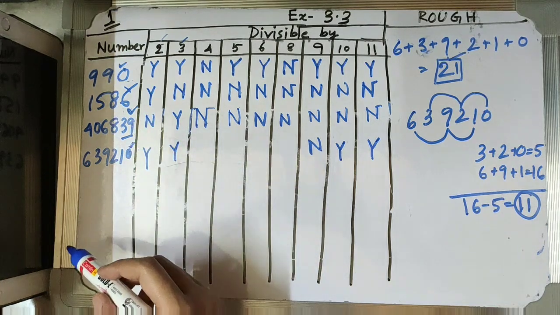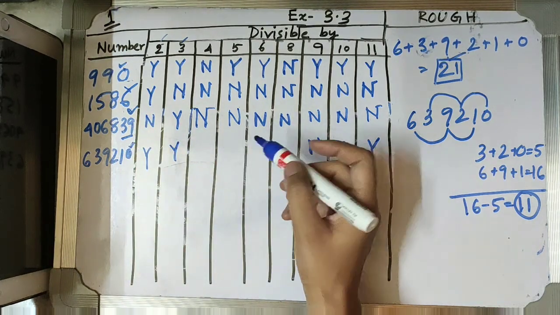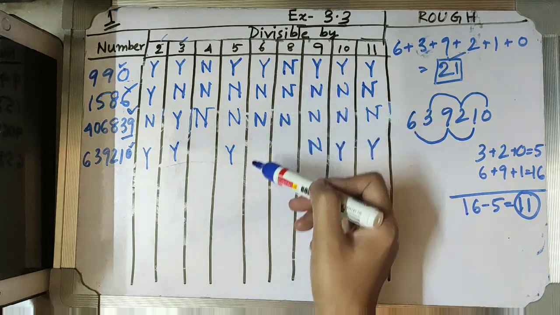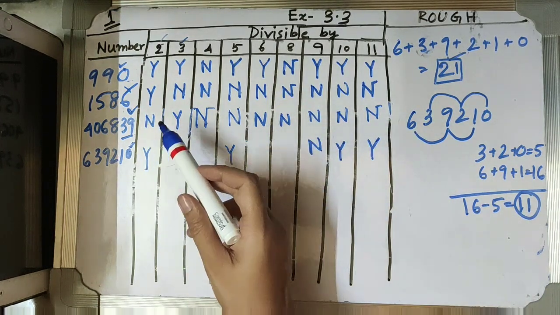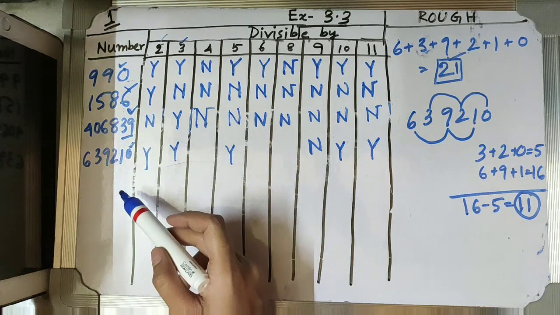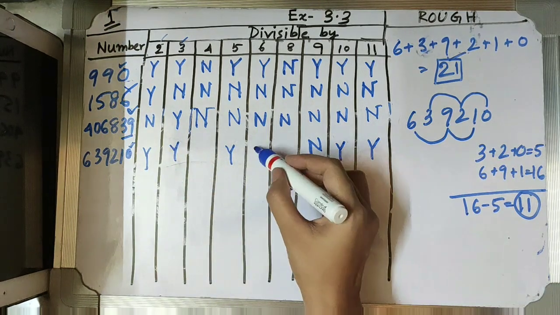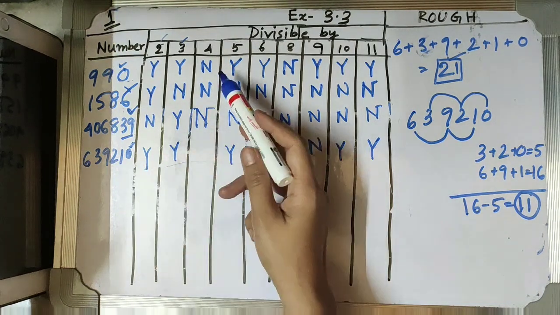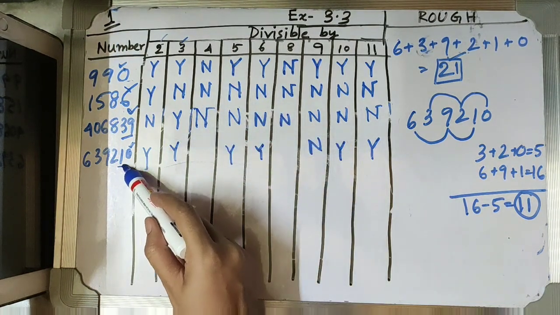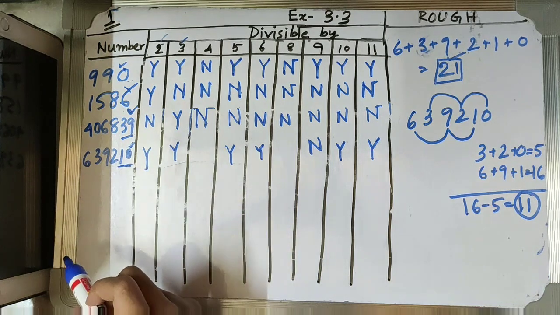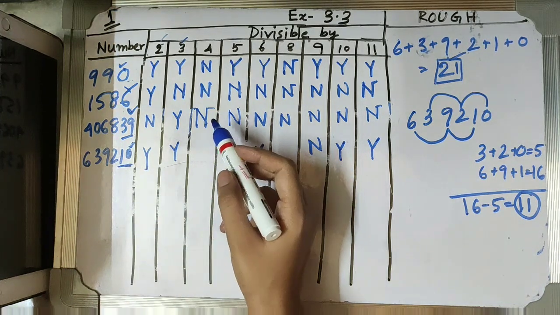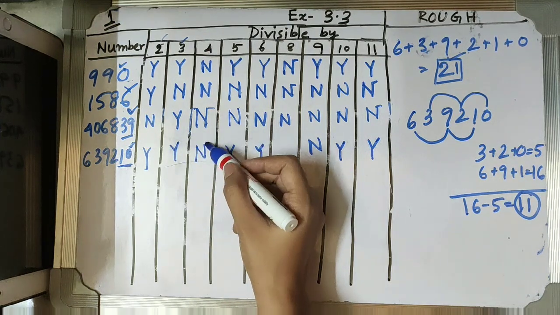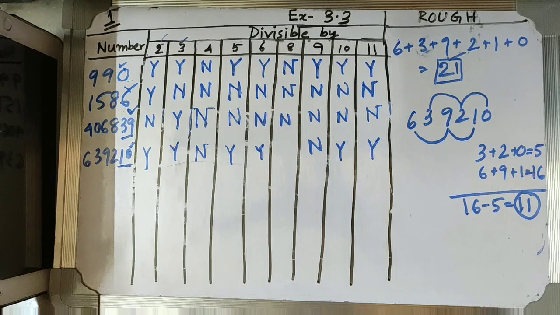Now let's check the divisibility by 5. Since we are getting 0 at our unit place, this number is divisible by 5. Now for 6, since this number is divisible by both 2 and 3, we can say this number will also be divisible by 6. Now in case of 4 we will check the last 2 digits. Here it is 10 given. So we can say that 10 is not divisible by 4, so the number is not divisible by 4.